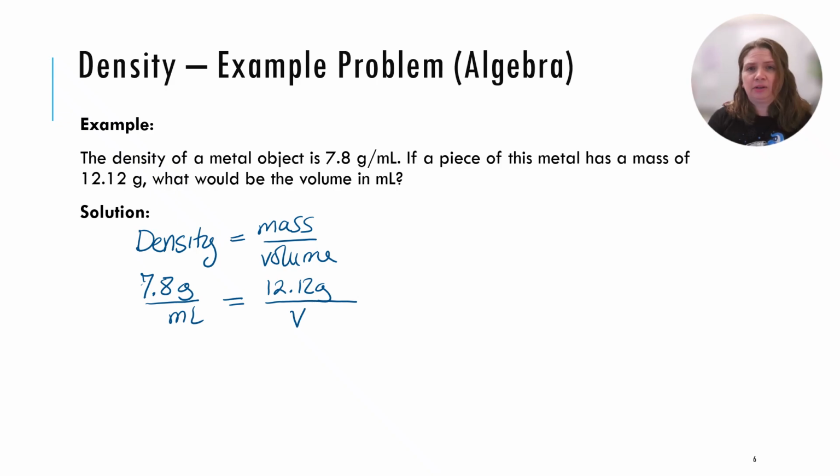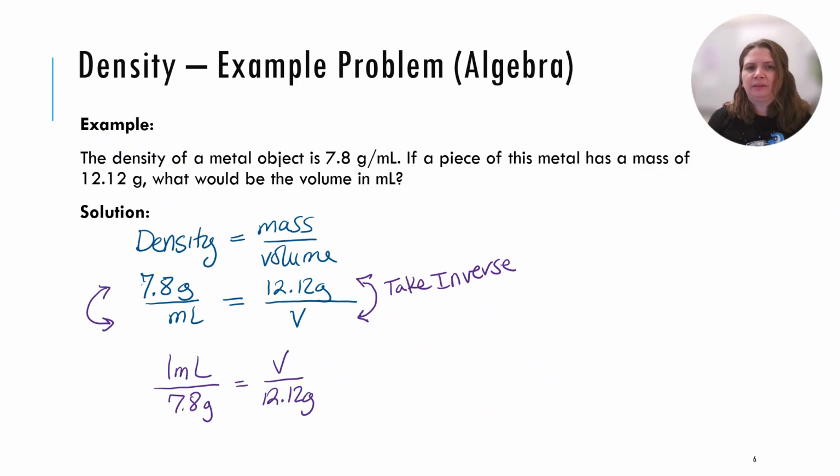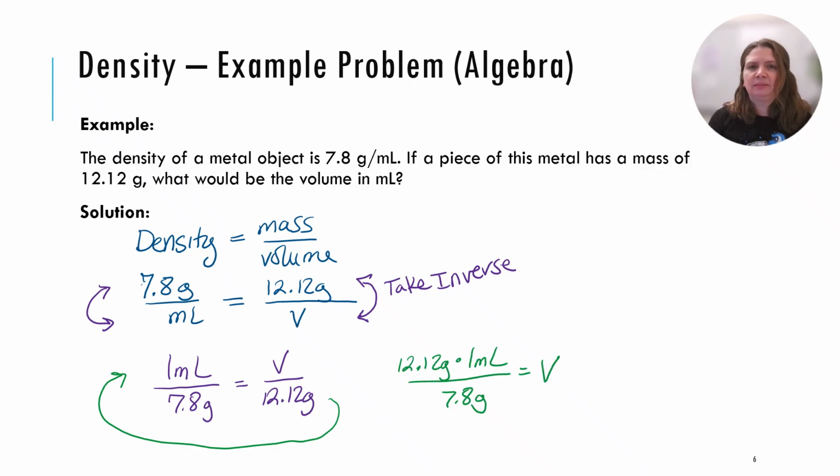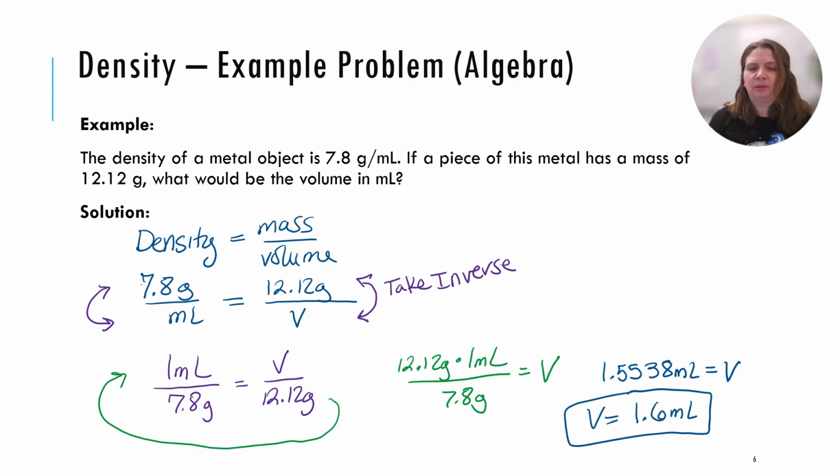We are solving for volume, which is in the denominator. To move the volume to the numerator, we take the inverse of both sides of the equation. This flips the equation, giving 1 milliliter divided by 7.8 grams equals volume divided by 12.12 grams. To isolate volume, we multiply both sides by 12.12 grams. This gives 12.12 grams times 1 milliliter divided by 7.8 grams is equal to volume. Isolating this expression gives a volume of 1.5538 milliliters, which rounds to 1.6 milliliters.